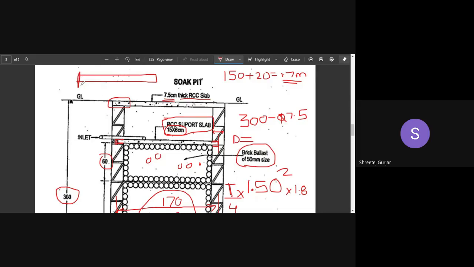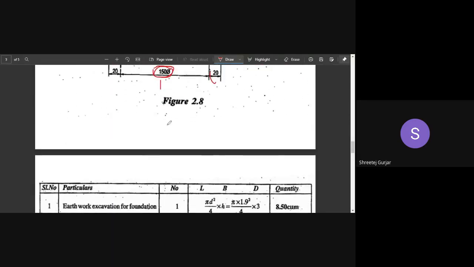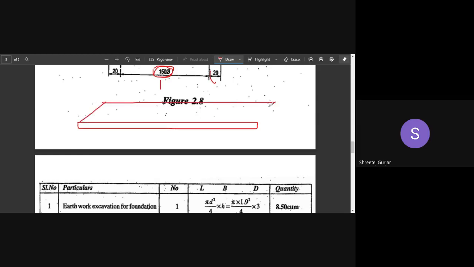And then what is the length? Length we have calculated as 1.7 meters. Let me just draw it again. So 1.7 is the length which I have drawn, and this is the thickness, which is 6 centimeters, and then this is your 15 centimeters, like this.